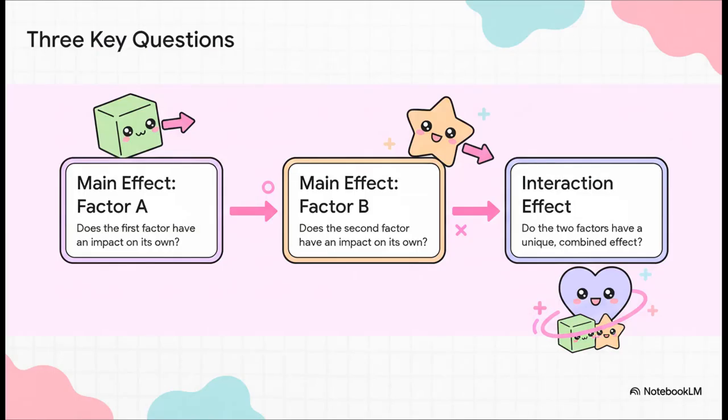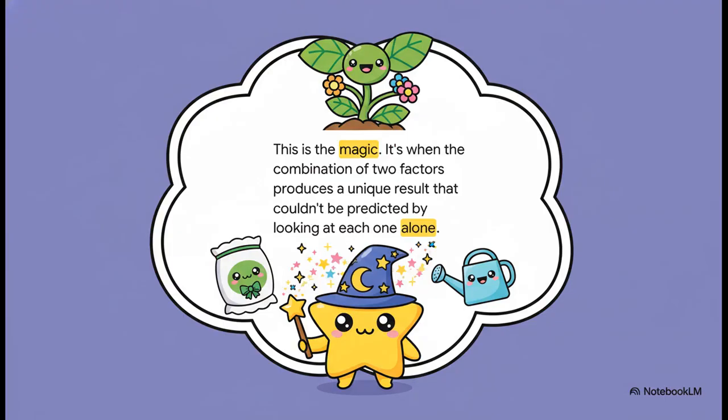And really, this is the heart of the whole analysis. Let's break down how this works. First, we ask, does factor A, let's say our fertilizer, actually matter all by itself? Then, does factor B, the watering schedule, matter on its own? And then we get to the most exciting question of all. Do they interact? Is there some kind of special combined effect when you use a specific fertilizer with a specific watering schedule? And that interaction effect, that really is the magic of the whole thing. It's where the deepest, most valuable insights are usually hiding.